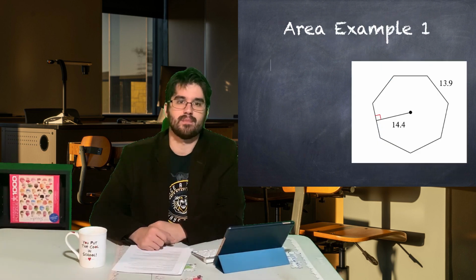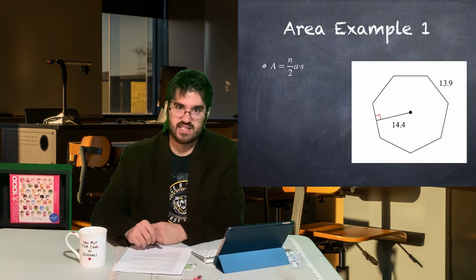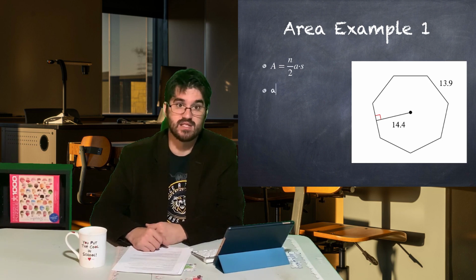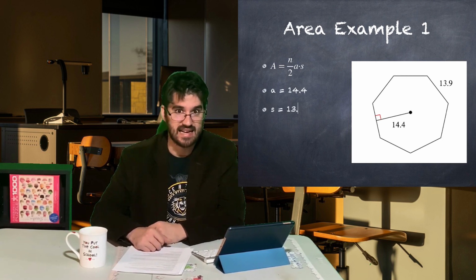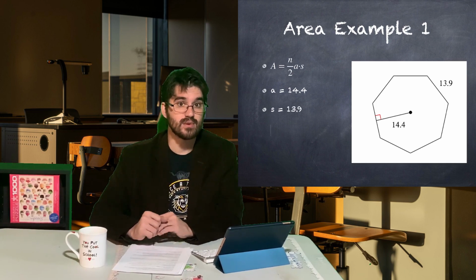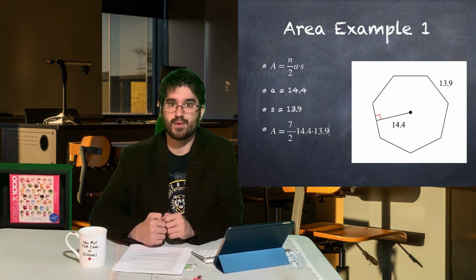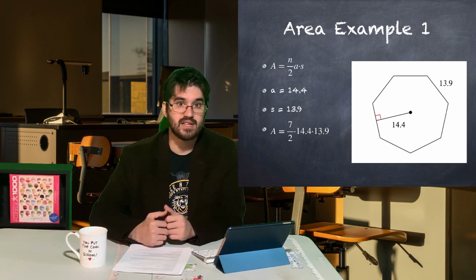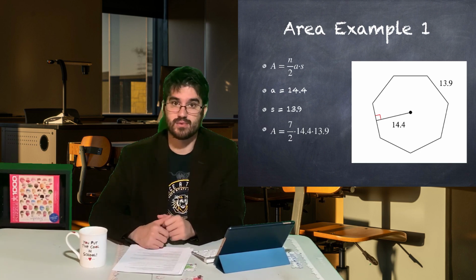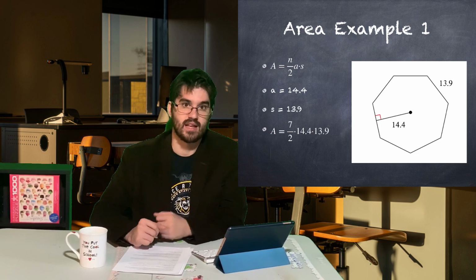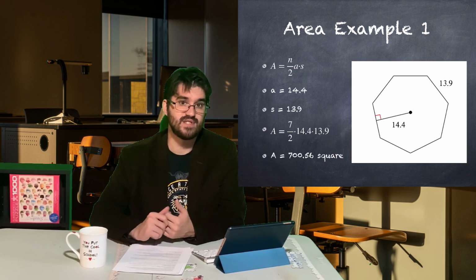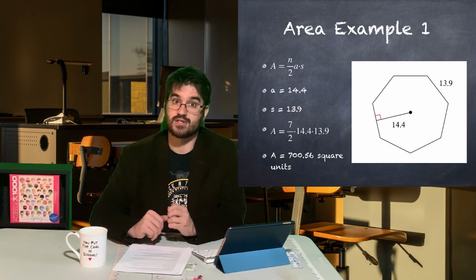In this first example, we have a heptagon. It has 7 sides. Its apothem is 14.4 units long, and it has a side length of 13.9 units long. So I'm just going to plug those numbers directly into the formula. 7 divided by 2, multiplied by 14.4, multiplied by 13.9. And it has an area of 700.56 square units.